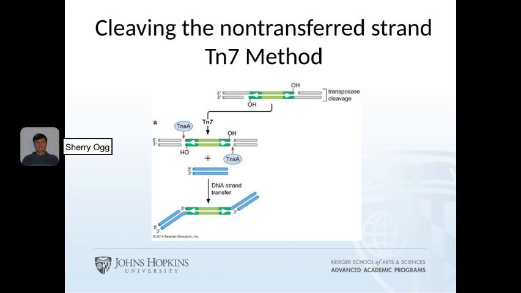The 5' terminating strands at the junction between the transposon and the flanking host DNA are referred to as the non-transferred strand. This terminology arises because the 5' ends are not directly linked to the target DNA during DNA strand transfer. We referred to this in the last slide as the 5' overhang. There are several mechanisms used to accomplish cleavage of the non-transferred strand, and this slide shows the Tn7 transposon method.